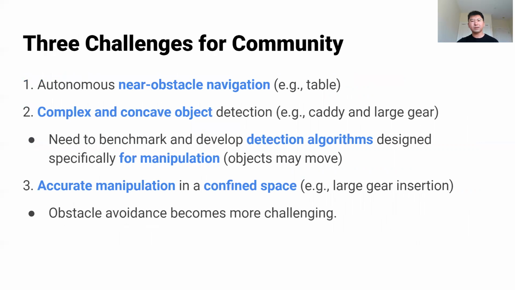To conclude, we summarize 3 challenges remaining for the robotics community. There is autonomous near-object navigation, such as to a table. This is important for tabletop manipulation. We also need to improve the detection for complex and concave objects, such as the caddy and the large gear. To achieve this, we need to benchmark and develop algorithms designed specifically for manipulation. We also need robots to manipulate in confined spaces, such as inside the machine for large gear insertion. The obstacle avoidance becomes more interesting when the space is narrow.